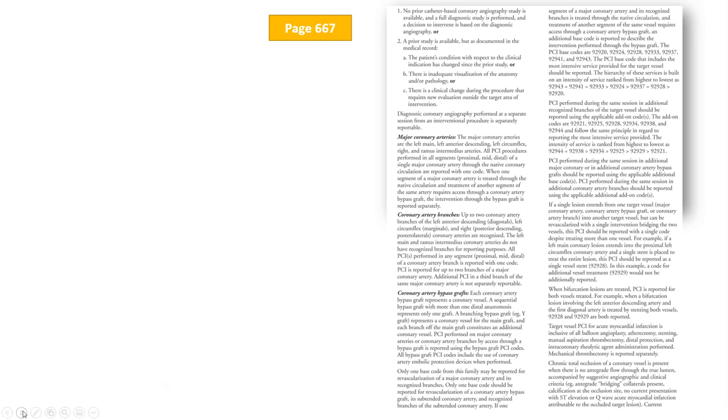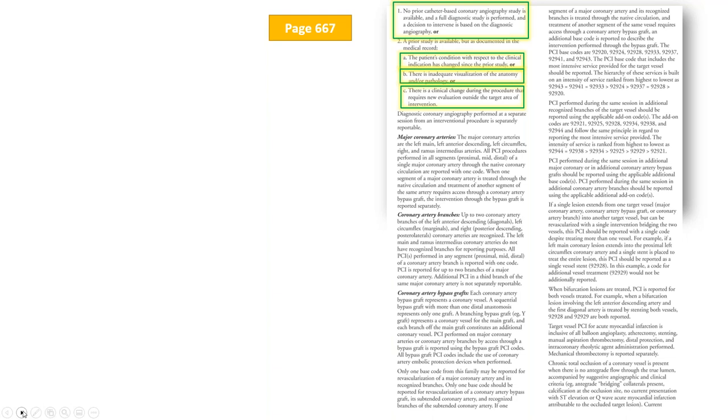Okay, so you can report it if there is no prior catheter-based coronary angiography study available. They have to have done a full diagnostic study. They need to perform that, and then that study has to lead to the decision to intervene. The other reasons when you can report it is if a prior study is available, but the medical record documents that the patient's condition has changed as it relates to the clinical indications. You can also report it if they document that there's inadequate visualization of either the anatomy or the pathology. And you can report it if there's a clinical change during the procedure that requires new evaluation, but that new evaluation needs to be outside the target area of the intervention. Of course, if they have done diagnostic coronary angiography at a separate session, not during the interventional procedure, that of course is separately reportable.